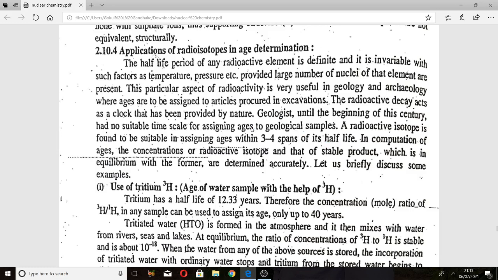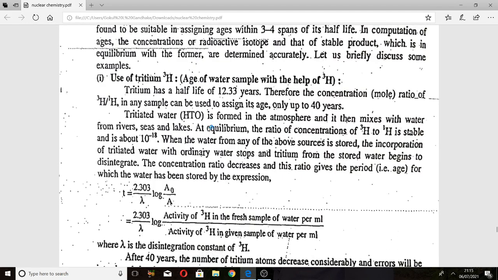Let us see the first example, the use of tritium, that is, the age of a water sample with the help of tritium. Tritium has a half-life of 12.33 years, and therefore the concentration in a mole ratio of tritium to proton in any sample can be used to assign its age, but only up to 40 years.